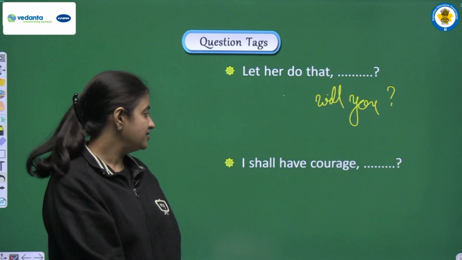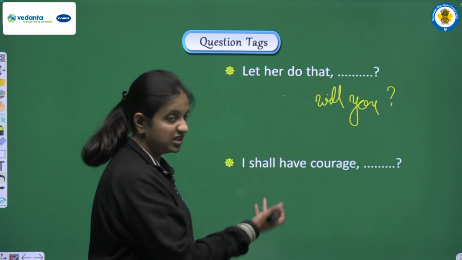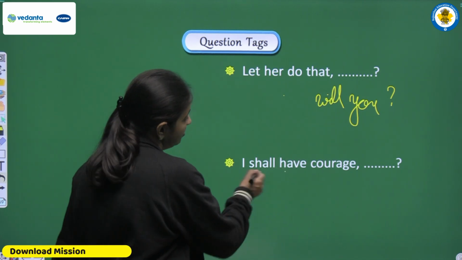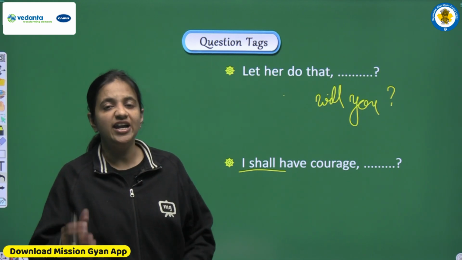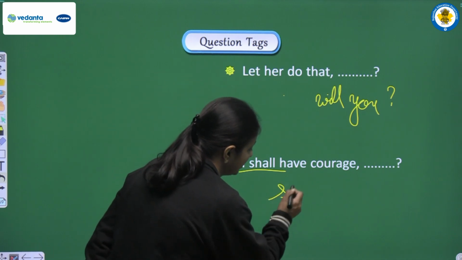Alright. Next is I shall have courage. We have a positive sentence, so the question tag will be a negative one. We have shall, so to make a negative question tag we have to write shall plus not. And the short form of shall plus not is shan't.